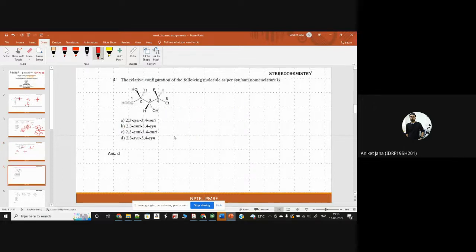Now tell me, what is the syn or anti orientation of this molecule? You know the syn. Which conformation is called the syn? Sir, syn is when both the functional groups are either alpha or beta, and anti is when they're opposite. They are on opposite sides, right? Yes, sir. Okay. So tell me which one is the correct answer here.